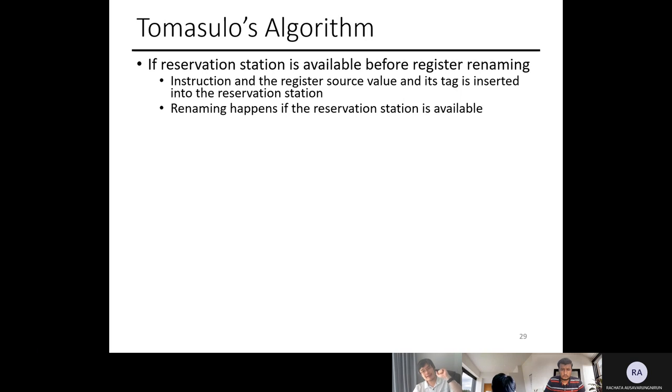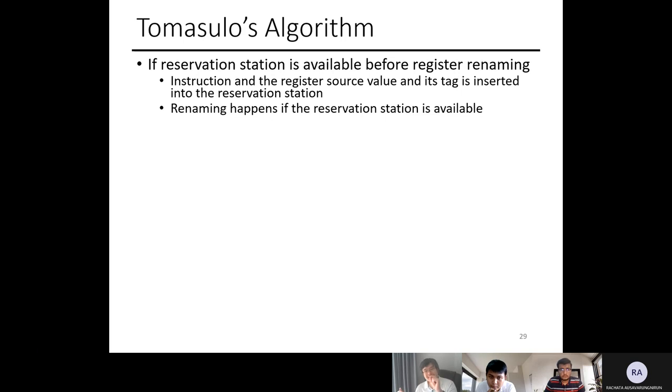If the reservation station is available before register renaming, basically we have entries we can feed instructions into. What does it mean? It means we can keep fetching until this reservation station is full. So if the reservation station has an entry, you fetch and insert that instruction into the reservation station. The source and the tag, like A and B, right? The source can be the actual value, or the tag, A, B, C, D, if the value is not available, and it would be inserted into the reservation station.